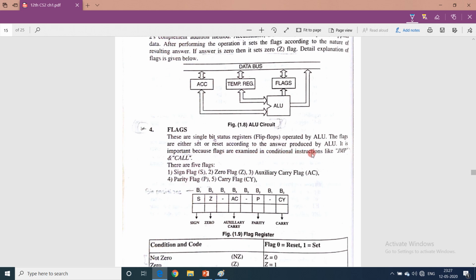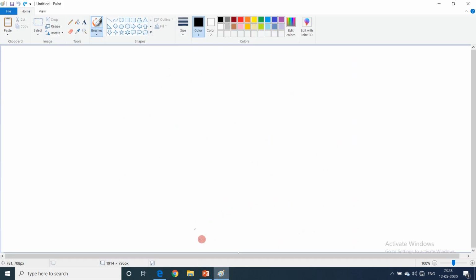So why are flags important? They are used when I am using conditional instructions. What are conditional instructions? For example, after performing an instruction like add, a carry is there. Carry is one of the 5 flags present in 8085. The carry flag is set when a carry is present. Carry means when you are adding two numbers. For example, I will show you an example.